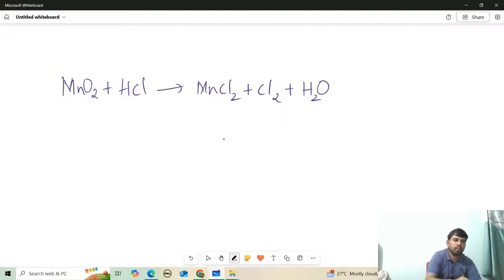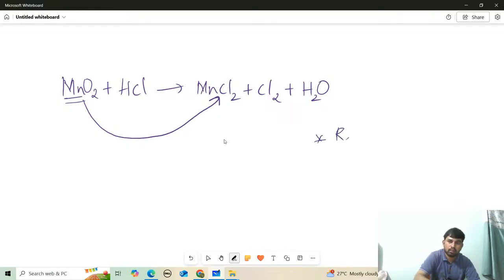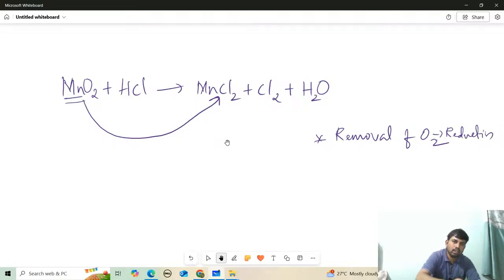Here, if we take Mn, first we should know, from here to here, normally we can say our definition also we have. What definition do we have, sir? We have a definition with respect to oxygen. What about removal of oxygen, sir? Removal of oxygen we define as the reduction process. So in that way also I can say here to here there is a reduction process. MnO2 is reduced to MnCl2. This is one method I'm saying.